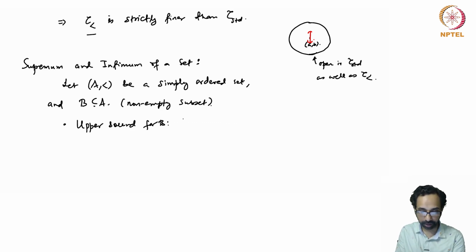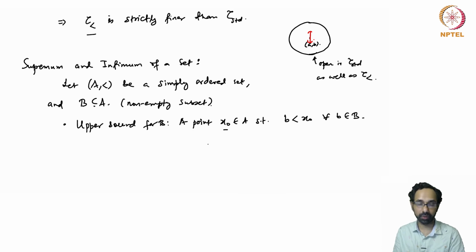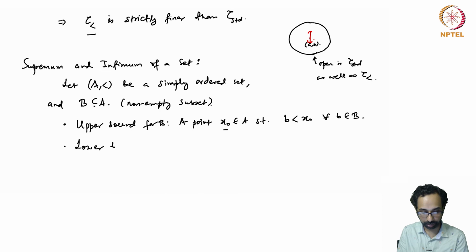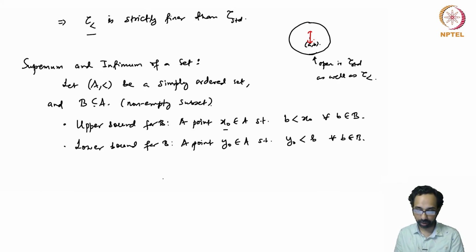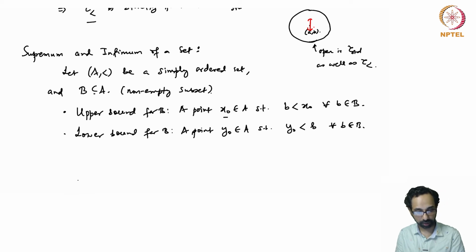So an upper bound for B is a point x naught in A such that b is less than x naught for all b in B. Such a point x naught is called an upper bound for B. Similarly, a lower bound for B is a point, let me call it y naught in A, such that y naught is less than b for all b in B. So this is the lower bound, and now the supremum and the infimum of this set B are the least upper bound and the greatest lower bound respectively.